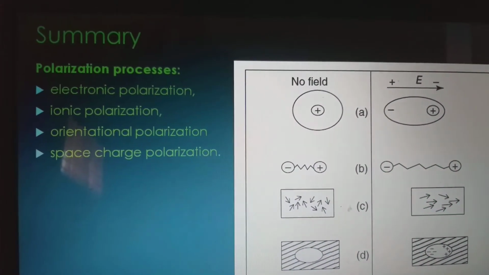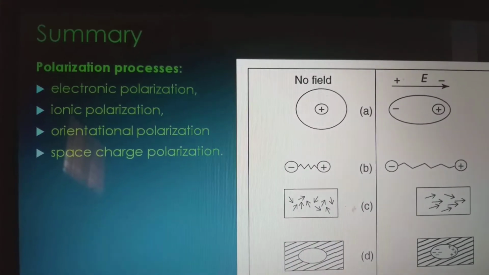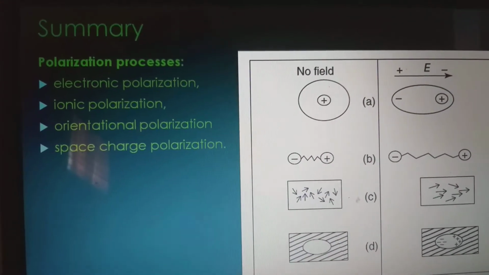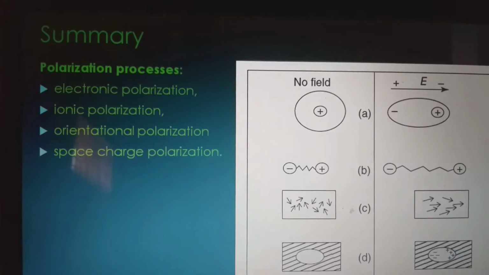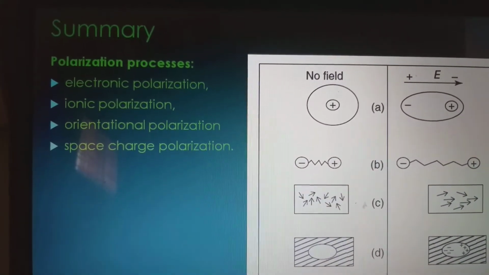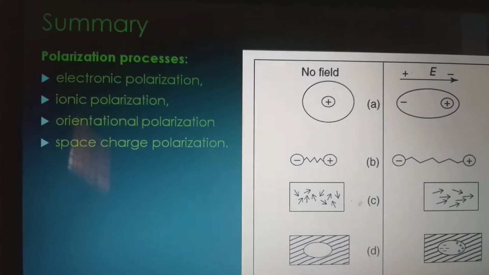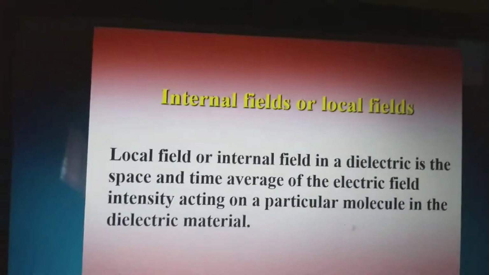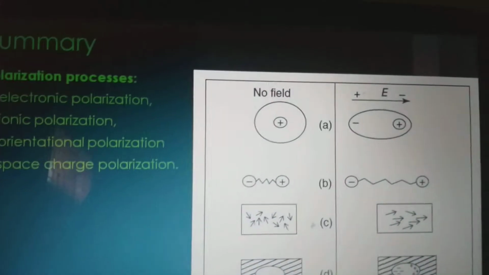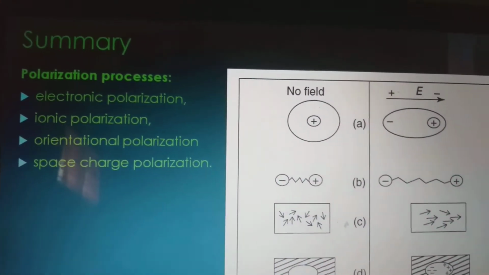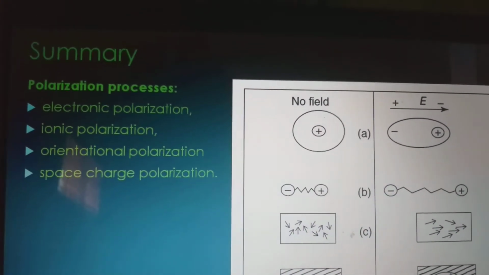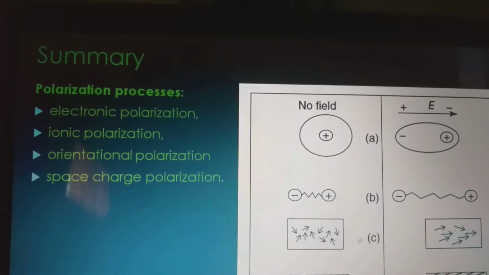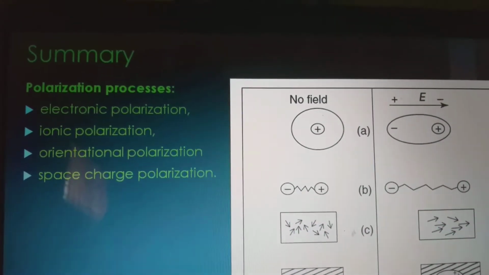So far, we have discussed four types of polarization occurring in dielectrics: electronic polarization, ionic polarization, orientational polarization, and space charge polarization. These four types of polarization need not be occurring in the dielectric material at the same time. The electronic polarization happens in all dielectric materials.